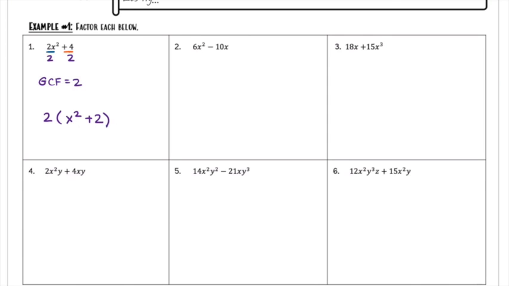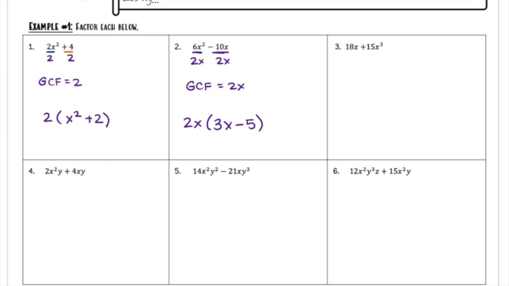For number 2, same kind of process. Is this written in standard form? Yes. Can I divide both these terms by a common factor? And again, my answer is yes. I can take out a GCF of 2x. When I take out that GCF, I divide each term by that GCF, giving us 2x times (3x minus 5).